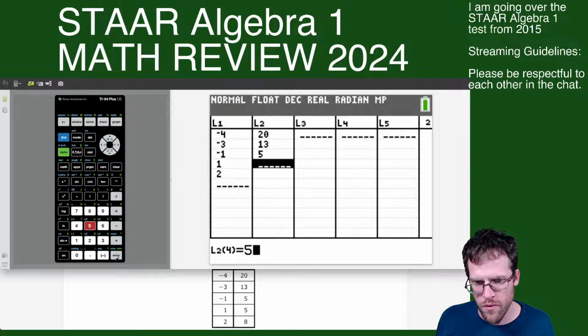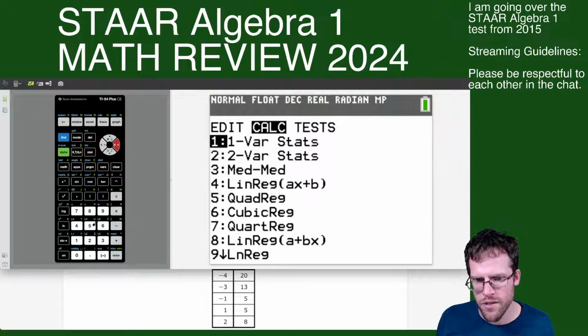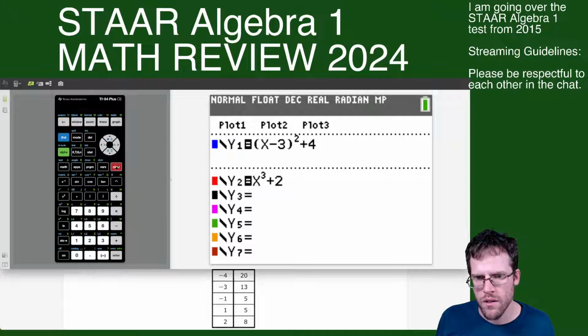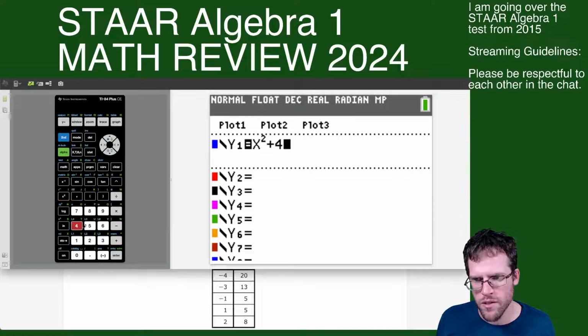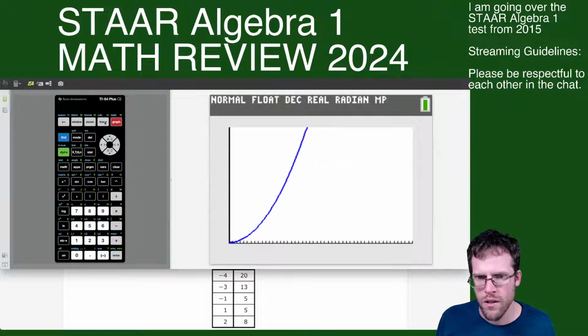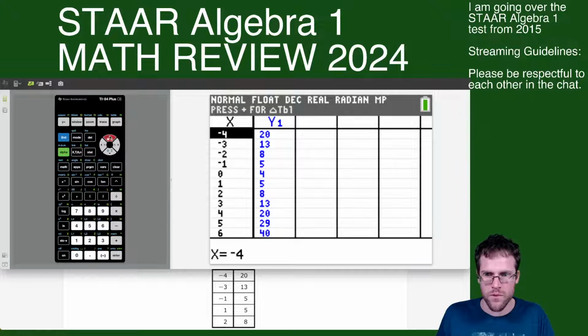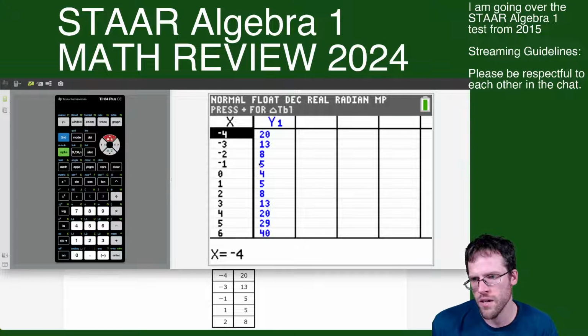So 5, 5, 8. Stats, calculate, quadratic regression is 5. And we get ax squared plus bx plus c. A is 1, b is 0, c is 4. So this is x squared plus 4. x squared plus 4 is definitely coming from x squared. It's the function x squared shifted up 4. I'll press zoom 6 to put it back to normal. And if I go to the table, notice that I get all those values: -4, 20; -3, 13; -1, 5; 1, 5; 2, 8. The vertex is at 0, 4.